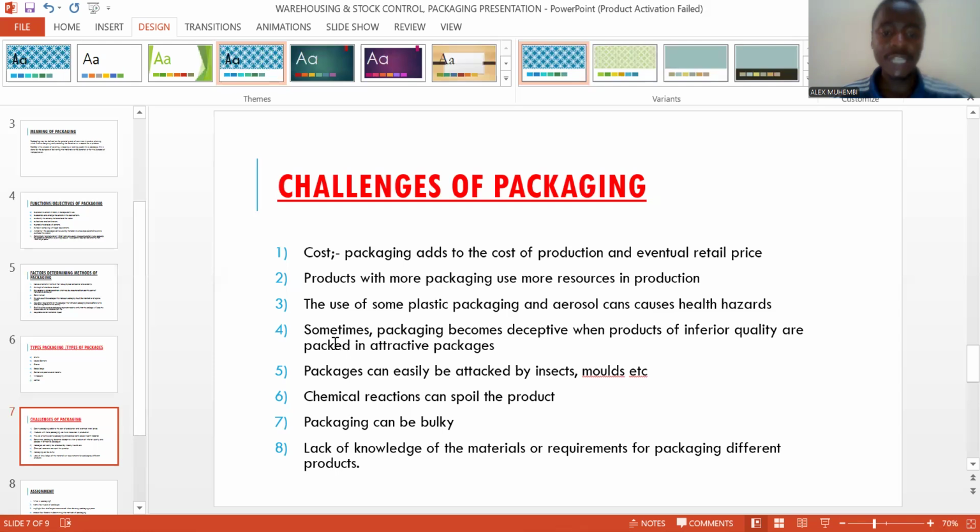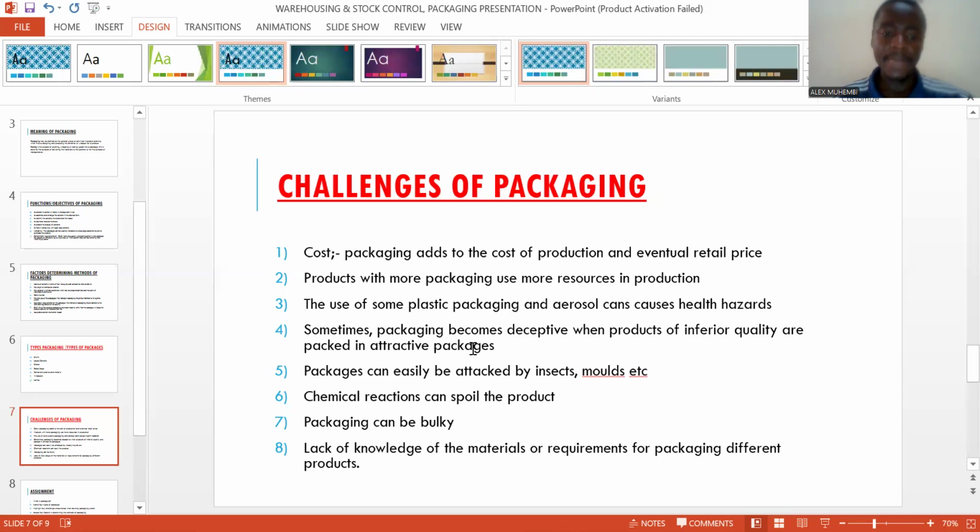We are also saying that sometimes packaging becomes deceptive, meaning it is not really a good thing when products of inferior quality, lower quality, poor quality, are packed in attractive packages. You could find products being packed in very attractive packages, and when you look at the product, they are of low quality, they are of inferior quality, and in that way we are saying they become deceptive. That is a challenge.